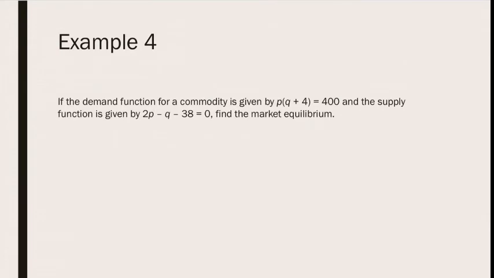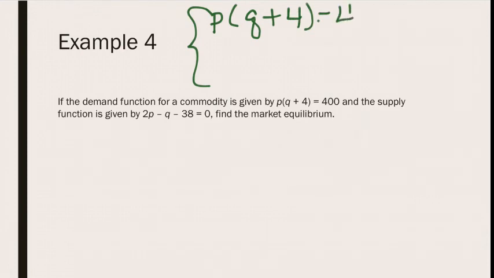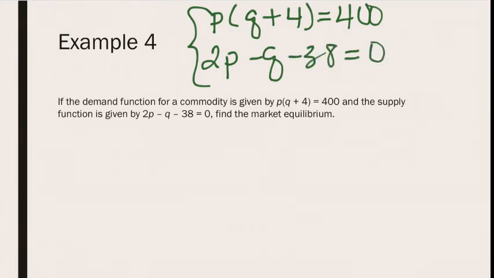So my system here is P times (Q plus 4) is equal to 400, and 2P minus Q minus 38 is equal to 0. You could decide whether you want to solve this by substitution or elimination. It really doesn't matter which way you want to solve it. I'm going to solve it by substitution because I think it's a little bit easier. I'm going to solve this bottom equation for Q. So I get Q is equal to 2P minus 38.